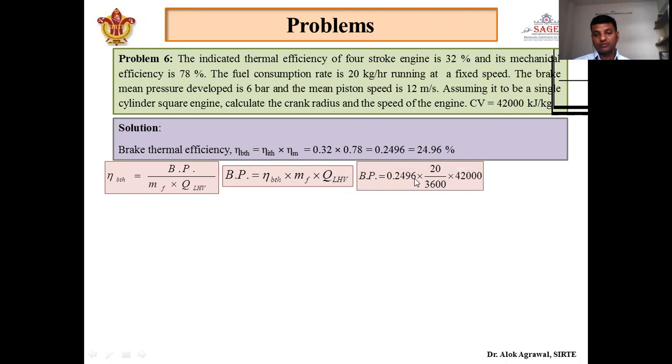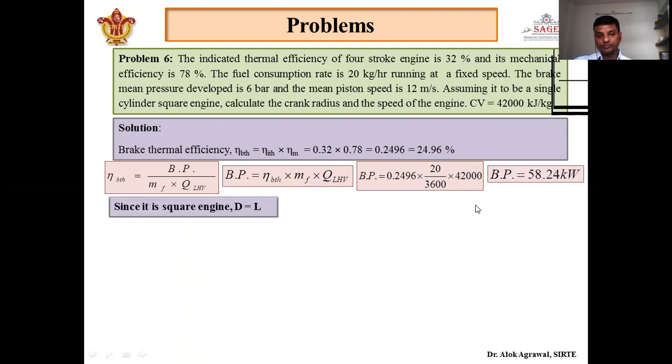So the thermal efficiency is 0.2496, we have just calculated it. mF is 20 by 3600 to convert it into kg per second. Okay, it is given in kg per hour, so dividing by 3600 will convert it into kg per second, and this is the calorific value. So brake power comes out to be 58.24 kilowatt.